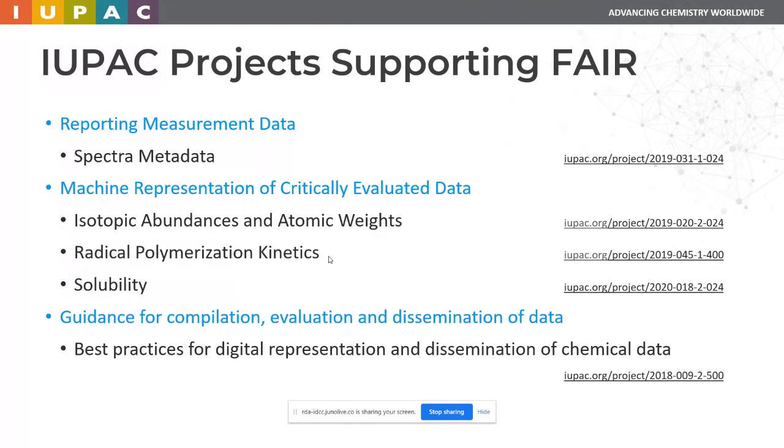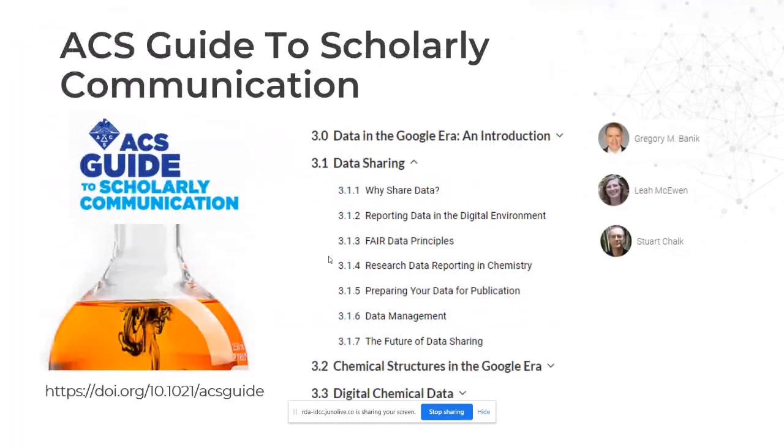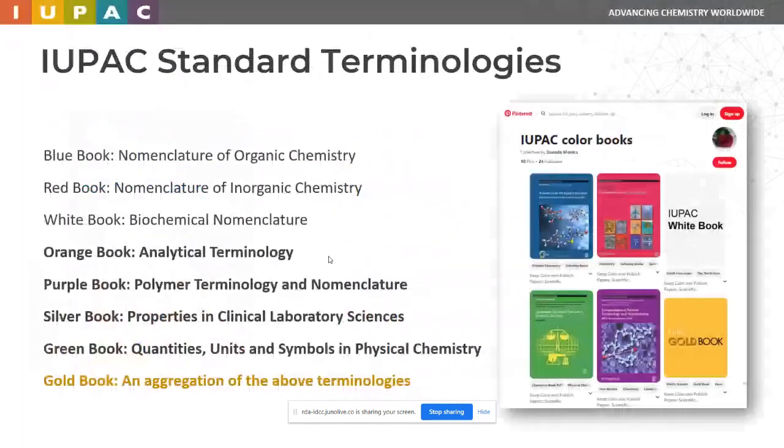And the other thing that's been going on is developing guidance for best practice in actually disseminating data, and there's a project within IUPAC to do that. But I think it's also worth drawing attention to the ACS Guide to Scholarly Communication, the most recent version of which was recently published. And this has a whole section now on data sharing. This is all part of trying to make the wider chemistry community aware of what the opportunities are for them.